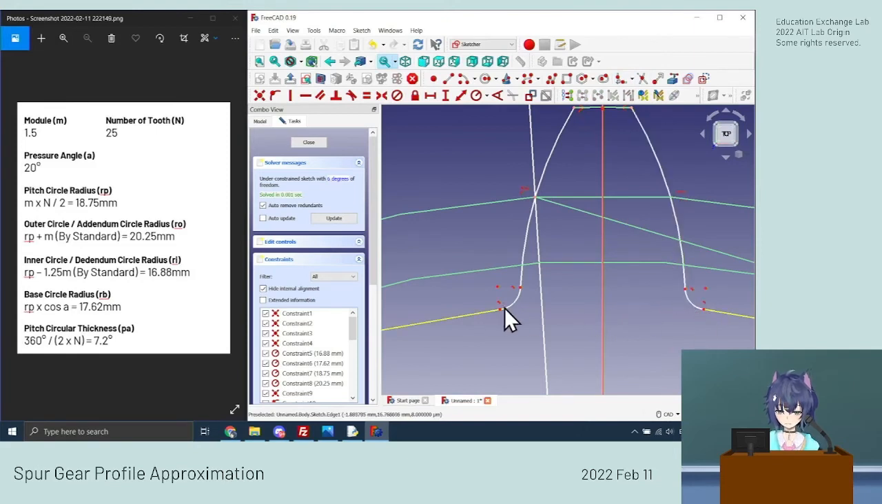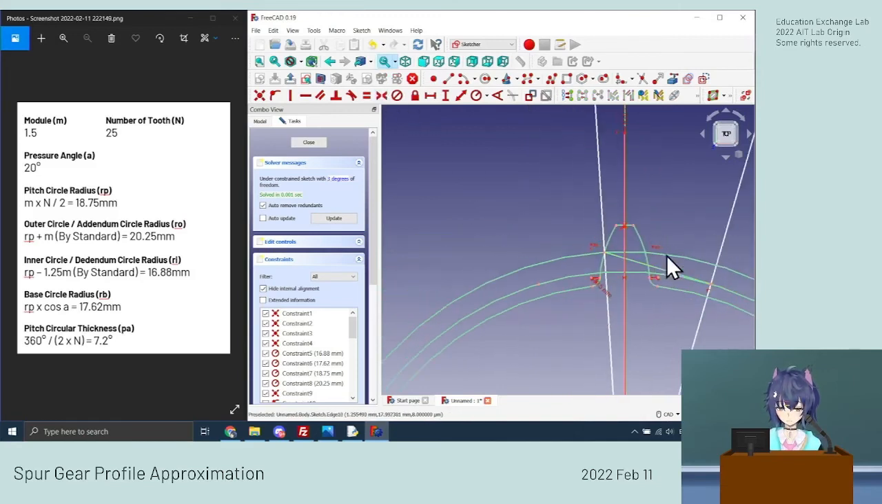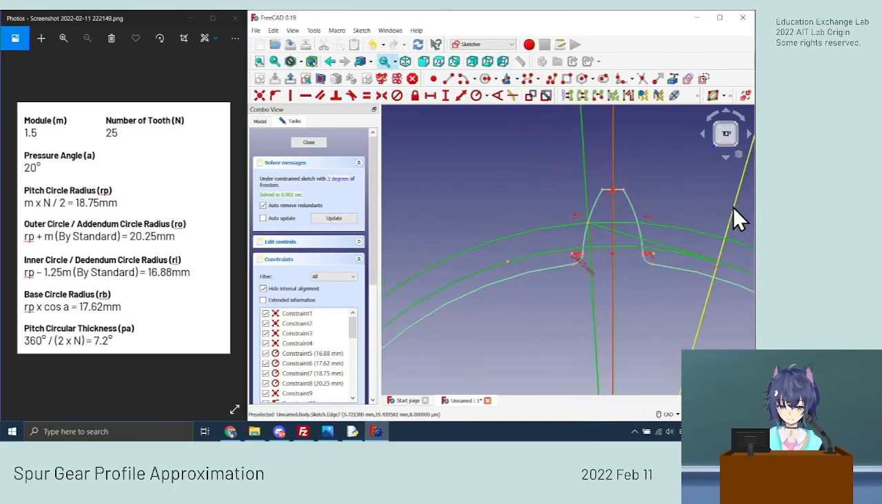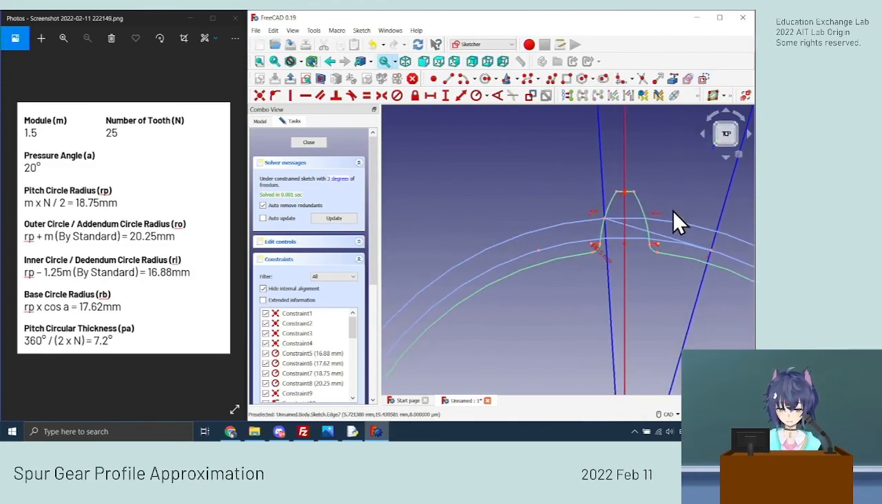Like this. So let's make these equal. Let's do a 0.5 millimeter fillet. And let's see. So we'll make these points symmetric. Now we're fully defined. Let's make some of our lines reference lines so that they won't interfere with our solid process. So these are all reference lines.